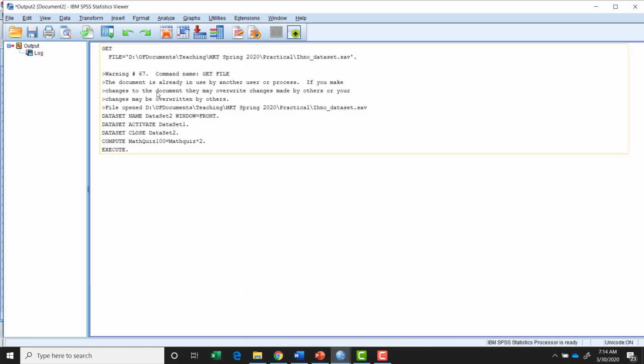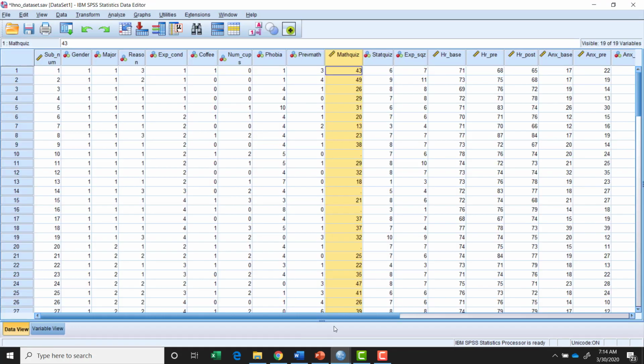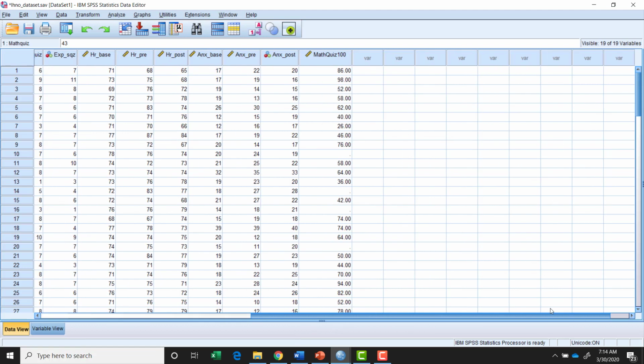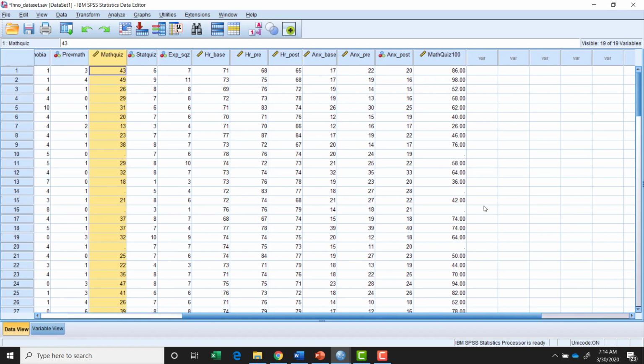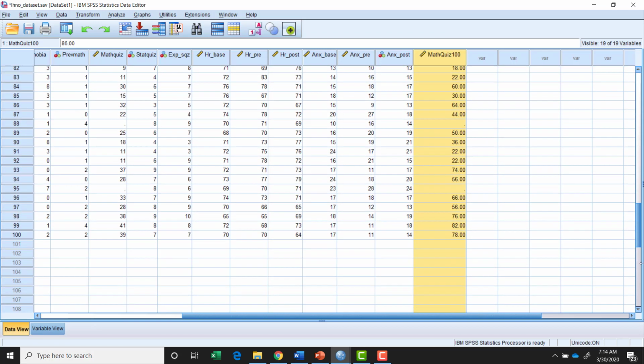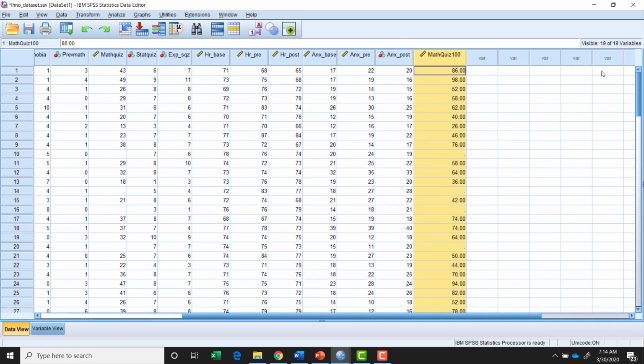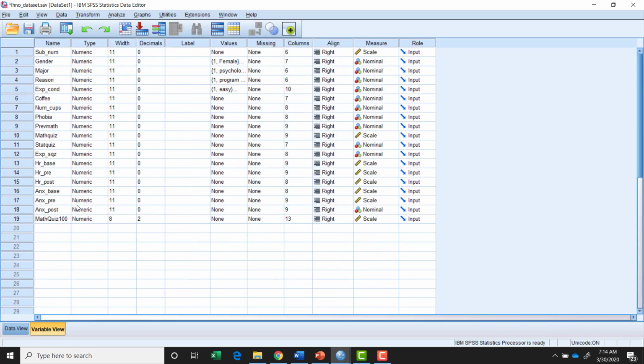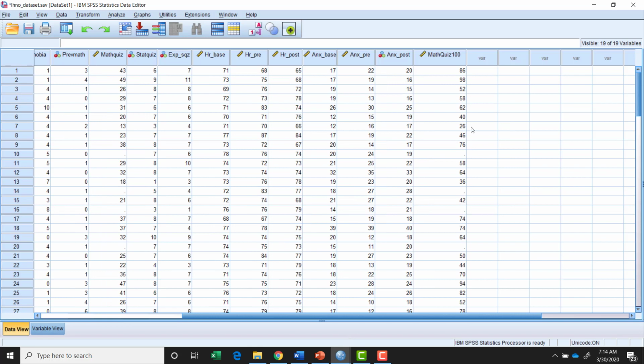And you can see this here is SPSS just working. And now if we go, we should have a math quiz 100. Now notice here that we actually have 2 decimal places. Since these are all whole numbers, I don't think we need these. So let's go back to variable view and let's make math quiz 100 like the others. We're going to have it width 11, and we're going to have 0 decimal places. And then it's going to be exactly like all the other variables.